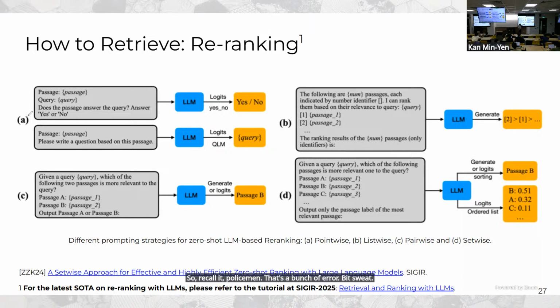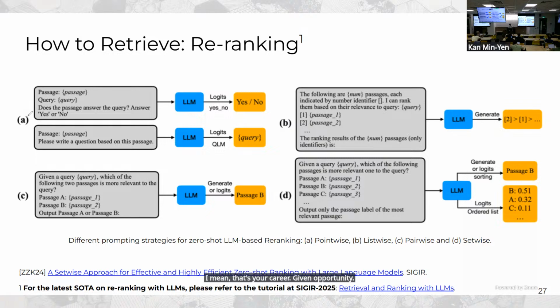In fact, recently there is a new method called set-wise. That means we input all the messages, all the documents. We ask the LLM to output the label of the most relevant document. So it's a technique for re-ranking based on LLM. For more details, see the tutorial given at CGR 2025, and we also uploaded the reference.